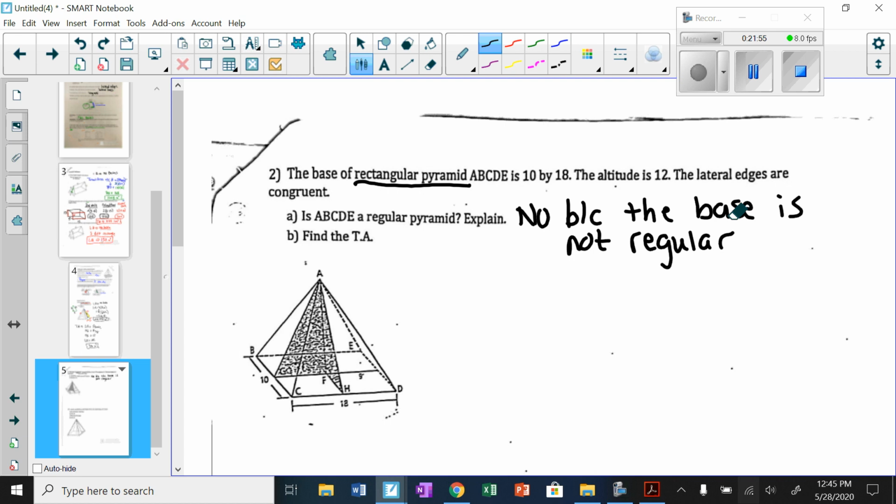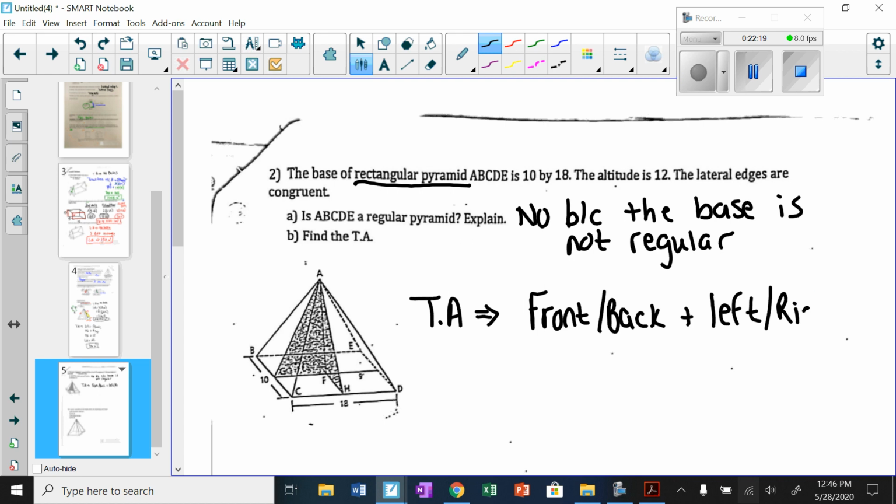Right, now we want to find the total area. So let's go through this. Let's come up with our game plan. The total area is going to be the front slash back, plus left slash right, plus base. There we go. So that's what we're going to do: the area of the front slash back plus the area of the left slash right and the area of the base. Okay, so let's look at the front and back.